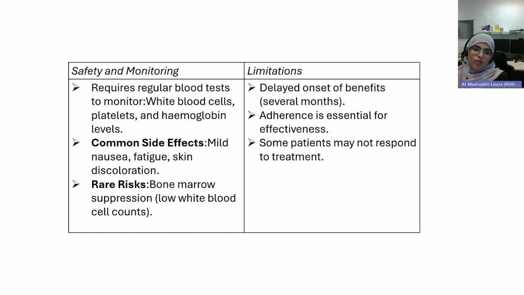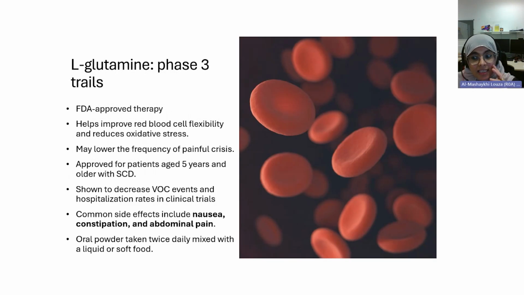What are the limitations of using hydroxycarbamide? Delay in the onset of benefit. It takes several months to see the efficacy of hydroxycarbamide. So the patient and healthcare professionals need to be a bit patient to see the benefit of hydroxycarbamide. And the patient needs to adhere to hydroxycarbamide to see the effectiveness. And some patients may not respond to hydroxycarbamide, as with any medication. Next slide, please.